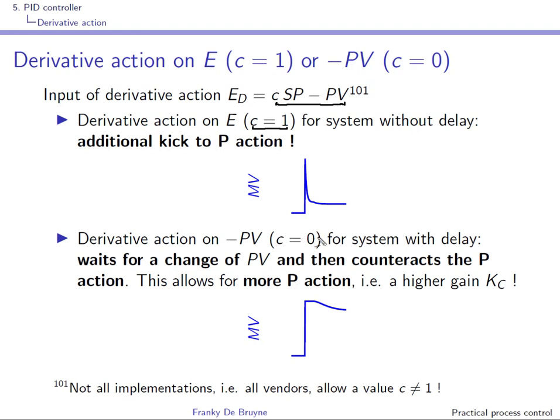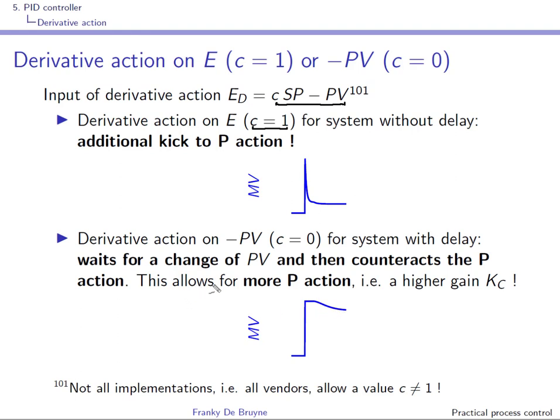If C is equal to 0, of course, then you have the derivative action on minus PV, so this one disappears. And this is typically done for systems with delay. You wait until there is a change of PV, and when the change of PV occurs, this minus here will cause something in MV over here that counteracts the P action.